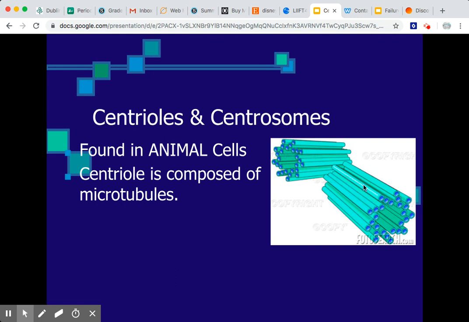So this set of microtubules is a centriole. This is a centriole, but the whole structure, two centrioles, make a centrosome. Right, so again, however it best works for you, I would think about drawing this or making sure that you understand that centriole, centriole, centrosome.